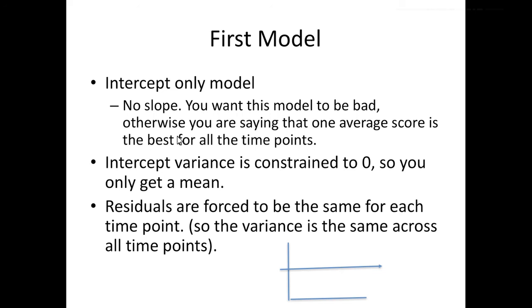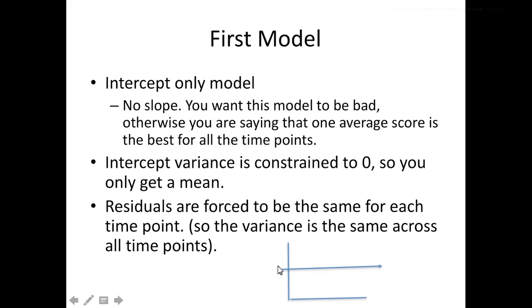If this model is the best model, that's not a good thing for you. Because then you're saying that the average score is the best for all time points. So here are our exam scores, so 1 through 4, and here's the exam. And basically this would say everybody got the exact same score on the test, which never happens, across all 4 exams. So everybody made an 85 every single time.